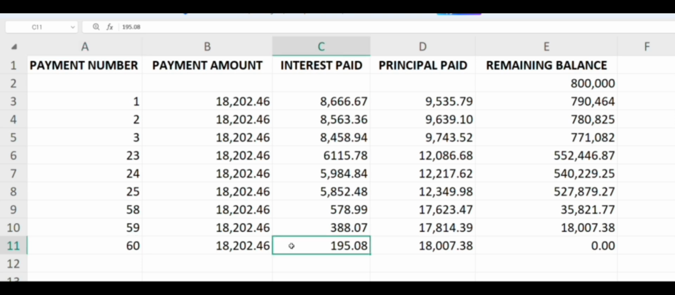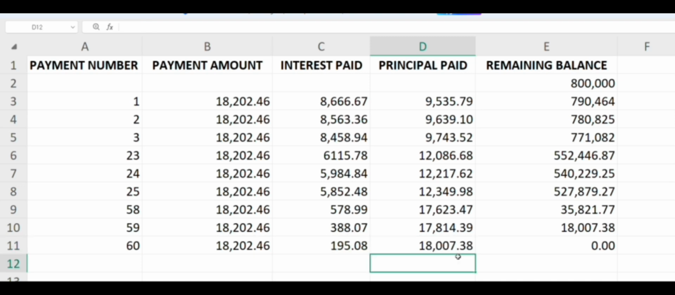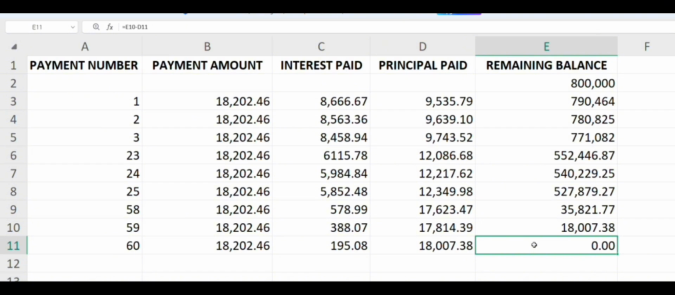And for the last month, our interest paid is 195.08. So that would now be the 60th month of our payment. And our principal paid is 18,202.46 minus 195.08. That would give us the value of our principal paid, which is 18,007.38. And our remaining balance now would be 0.